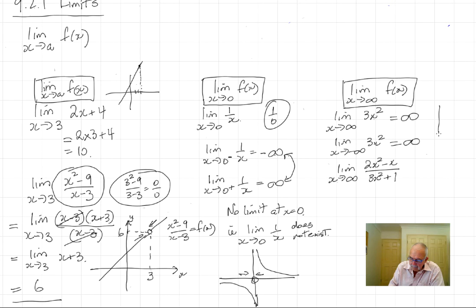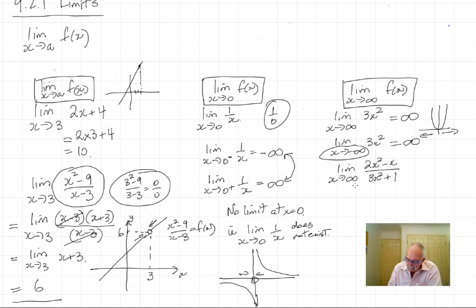And it comes as no shock that 3x squared, x squared is just a parabola, and the 3 makes it even steeper. So as x gets bigger out this way, you can see that y, which is 3x squared, is going to get bigger. And as x approaches minus infinity, which means as x goes out this way, the function y is going to get to positive infinity as well.